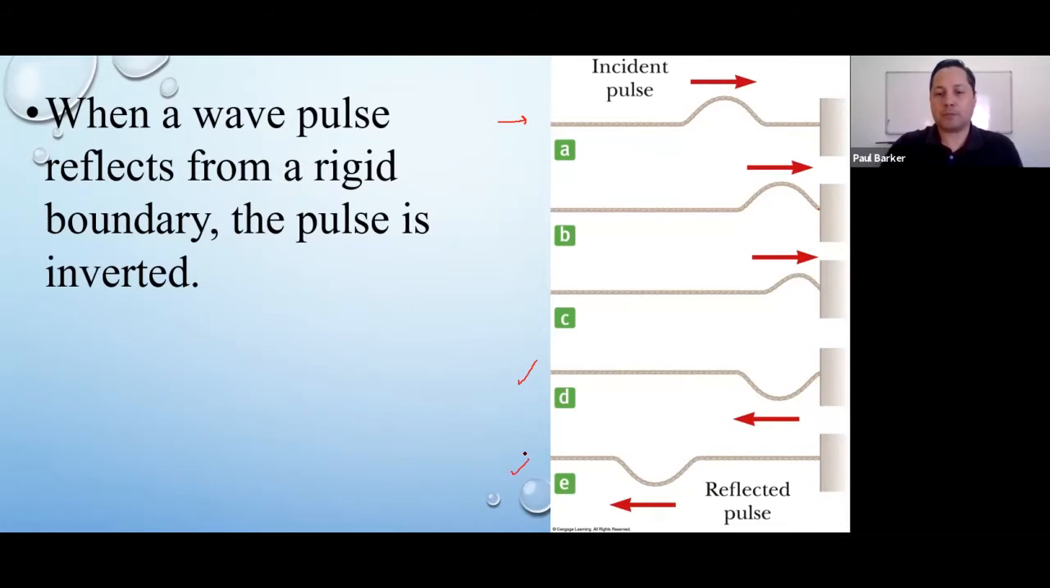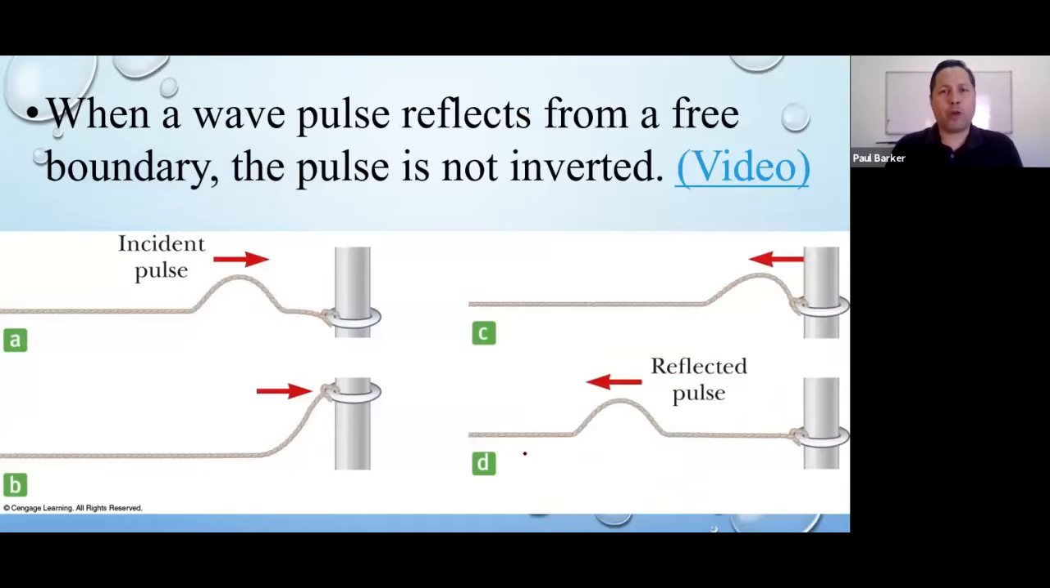On the other hand, when the wave pulse reflects from a free boundary, the pulse is not inverted. So you see the incident pulse coming in, but you see the rope's attached to a ring that allows it to go up and down. So you see here in picture B, it will go up and down. So when the wave reflects, it will still stay on the top side of the rope as the reflected pulse. Now let's go ahead and take a look at some videos of waves bouncing off of a free end and of a secure end.